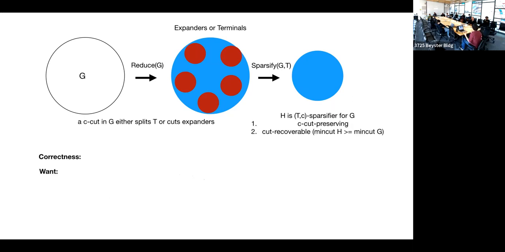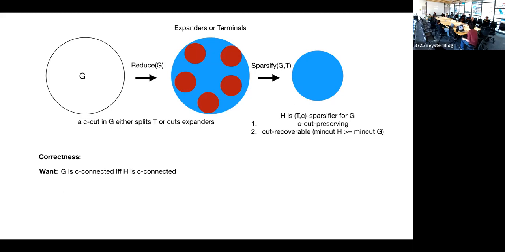How about the correctness? Let's list the properties. I know that the reduction framework says that if there's a cut in G, then it either splits T or it cuts an expander. For the correctness, I want to show that if G is C connected, then S is C connected, and vice versa. If we have this, then we're going to recurse until the base case.